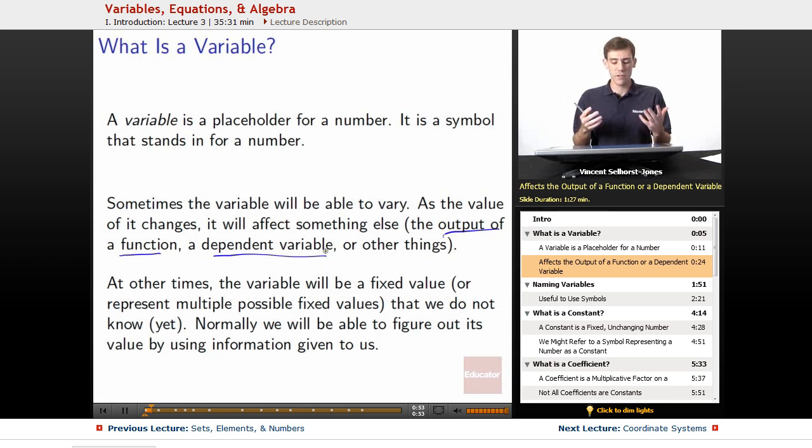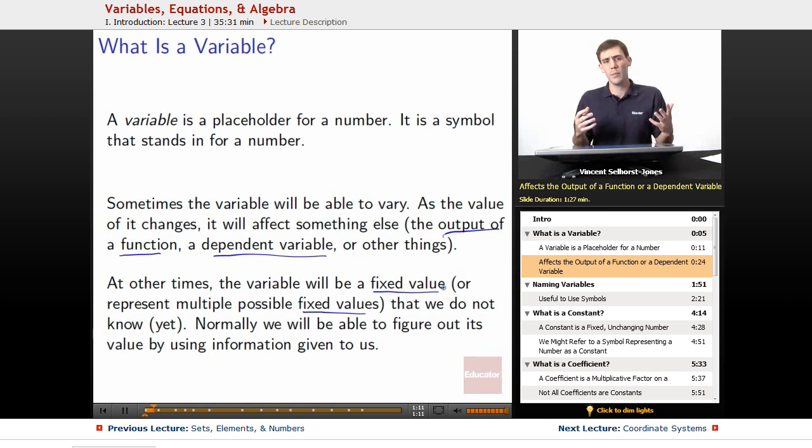So that's one way of looking at a variable. It's something that's allowed to vary, and it causes other things to shift around as it changes. Other times, we're just using a variable as a fixed value we don't know yet. Sometimes it might even be multiple possible fixed values, but the point is it's something that we just don't know yet. So it's a placeholder for something that we want to find out more about.